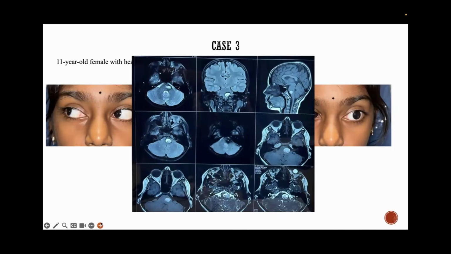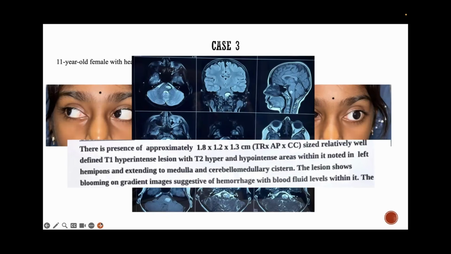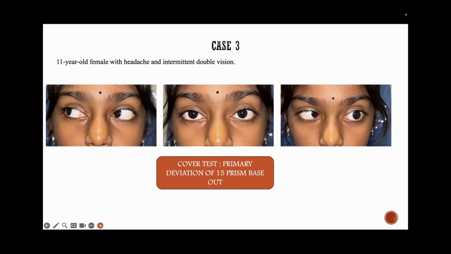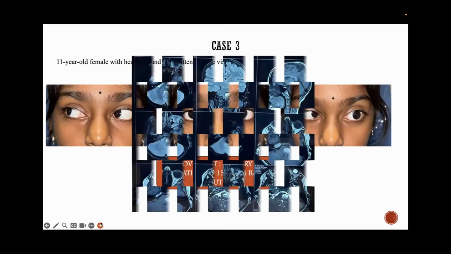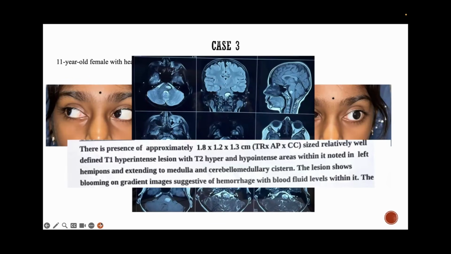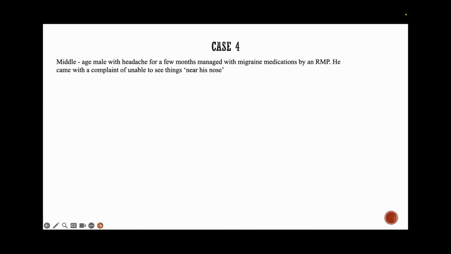Imaging done, and there we see there is some lesion which has undergone hemorrhage. It was a cerebral cavernous venous malformation, something which had developed a hemorrhage recently. And because of that, this patient had developed sixth nerve paralysis of the left eye. Again, a small due diligence: double vision, never to be ignored along with the headache.